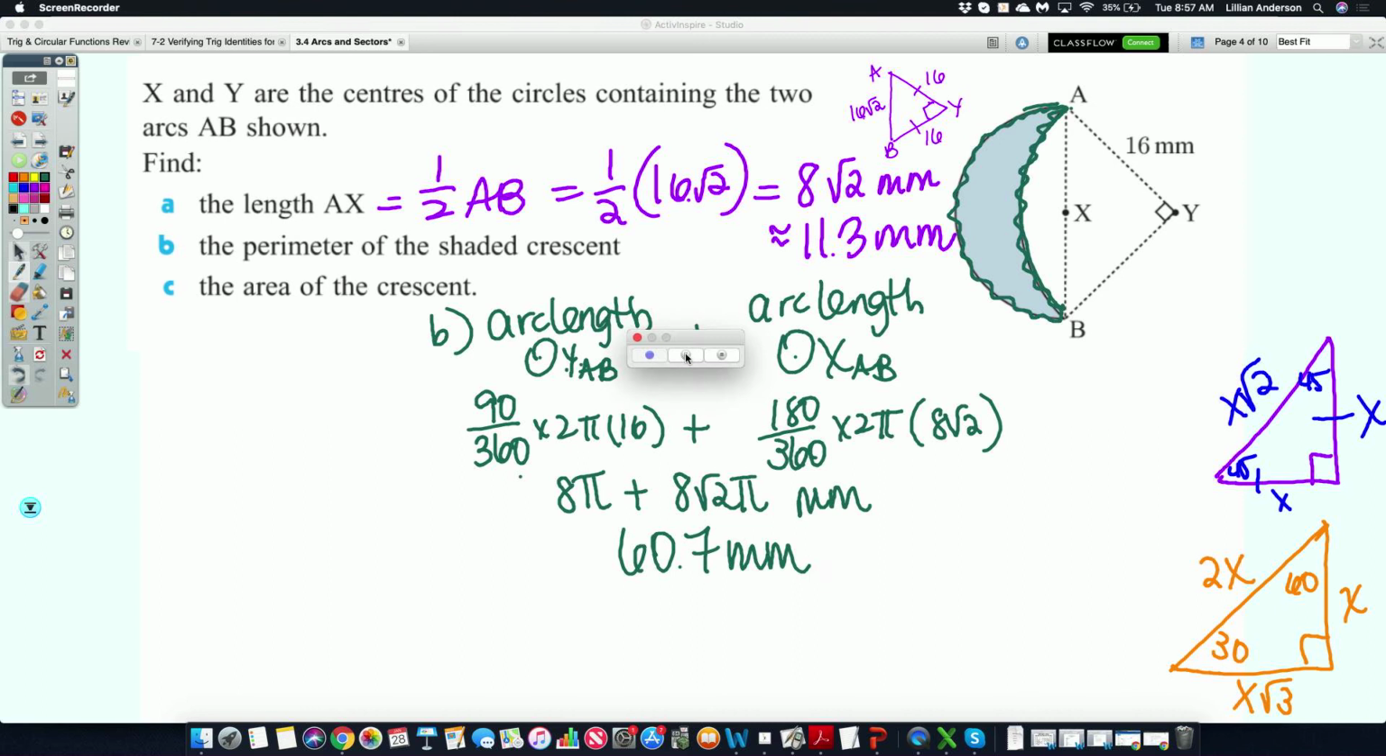All right, so you have your exact answer of 8 pi plus 8 square root of 2 pi millimeters, or 60.7 millimeters. Again, I'm providing both because I don't know if this would be a non-calculator or calculator type of question. Now you have to find the area of the crescent. How do we go about finding the area of the crescent? The actual inside, all of this.